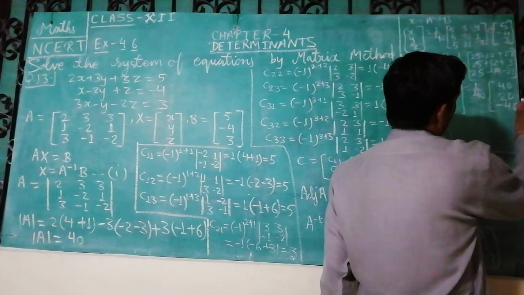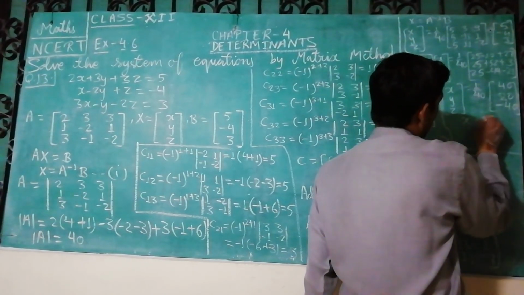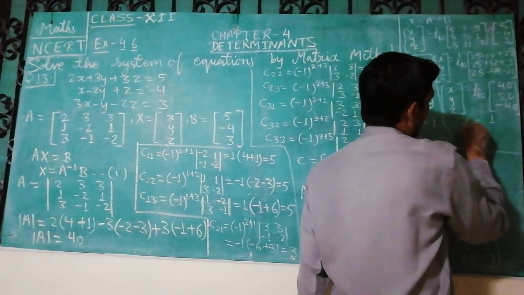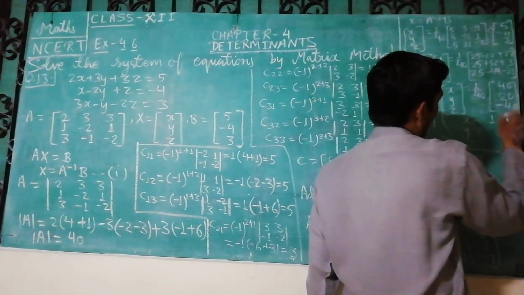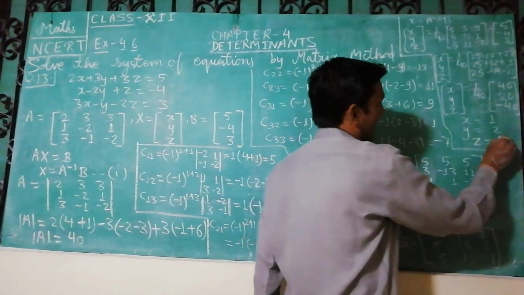So what are the values of x, y, z? It is very clear from here that x is equal to what? 40 upon 40, that is 1. Y is equal to what? 80 upon 40, that is 2. And z is equal to what? Minus 40 upon 40, that is minus 1.